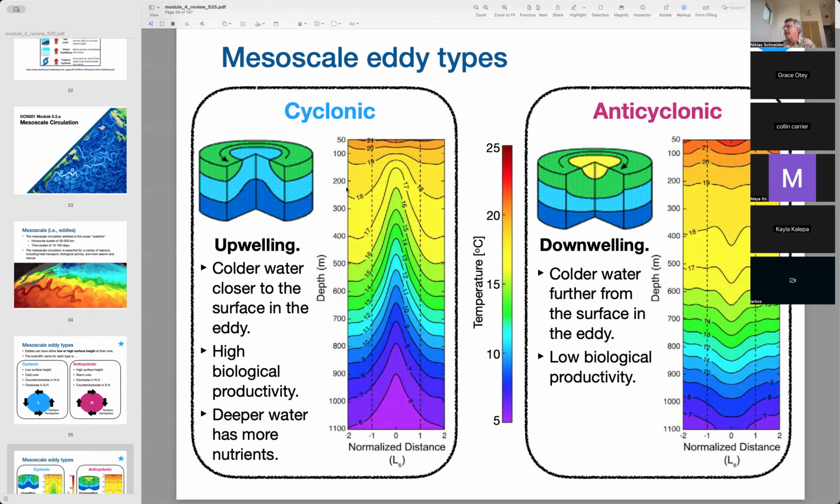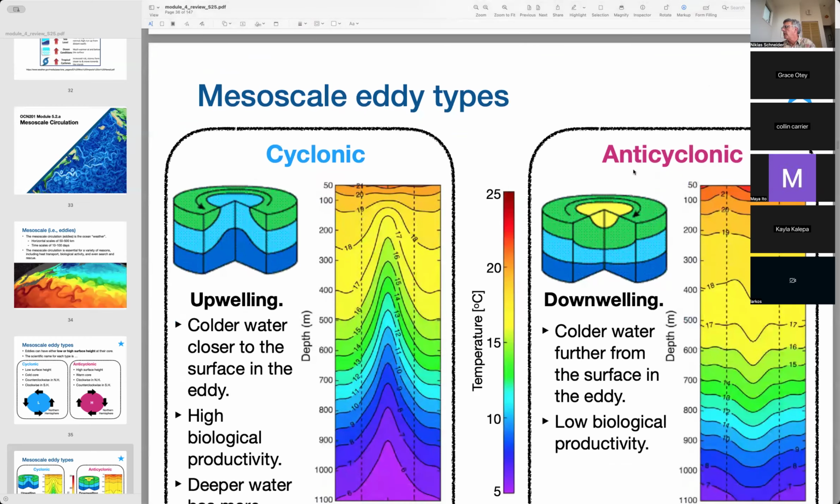And you see, if you now make a cut through this eddy, you see these colder waters indicated by the bluer, darker colors here. They are brought closer to the surface. Associated with this upwelling or this shallower thermocline in the eddies, you typically have higher biological productivity because the deeper water has more nutrients and they are now closer to the surface and accessible in the euphotic zone for biological activities. Anticyclonic eddy, opposite situation.